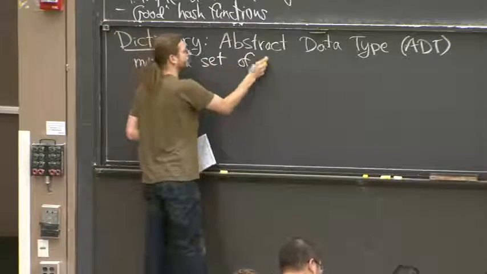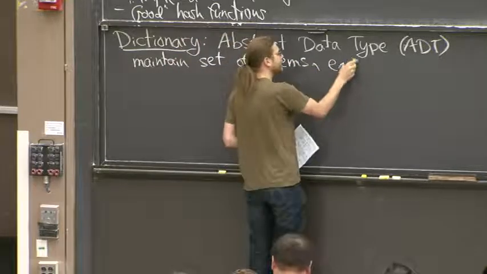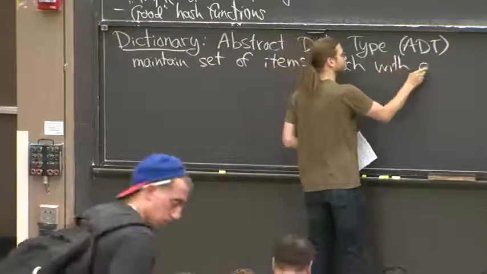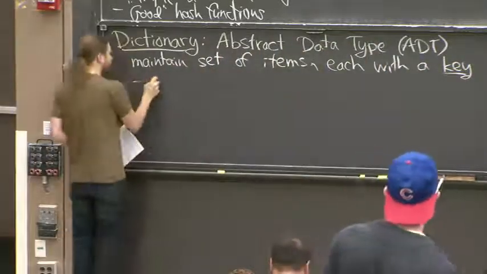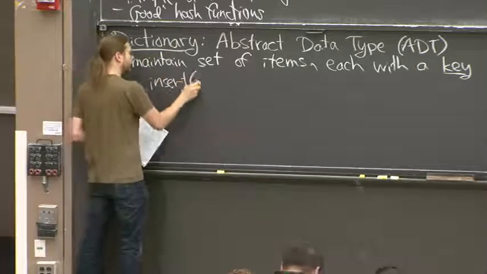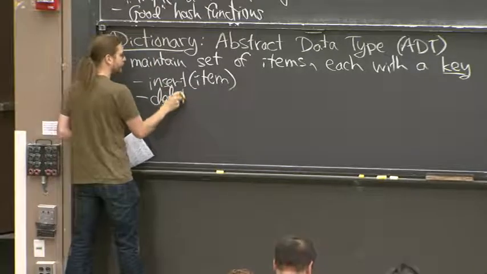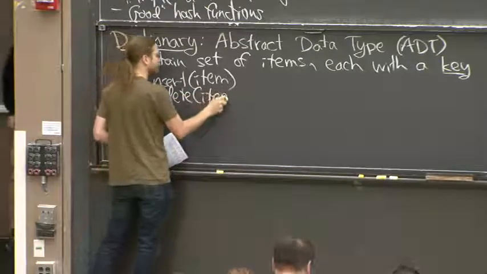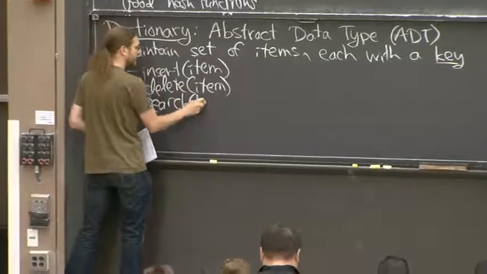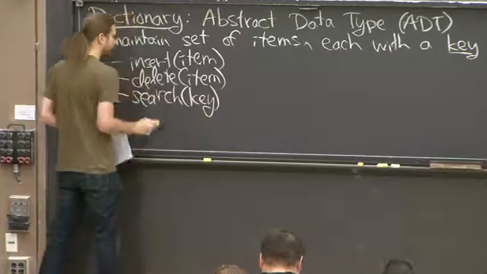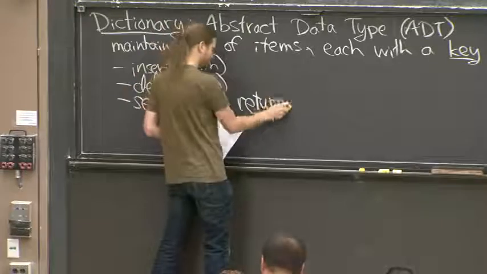So in general, it's going to be a set of items. Each item has a key. And you can insert an item. You can delete an item from the set. And you can search for a key, not an item. OK, and the interesting part is the search. I think you know what insert and delete do.